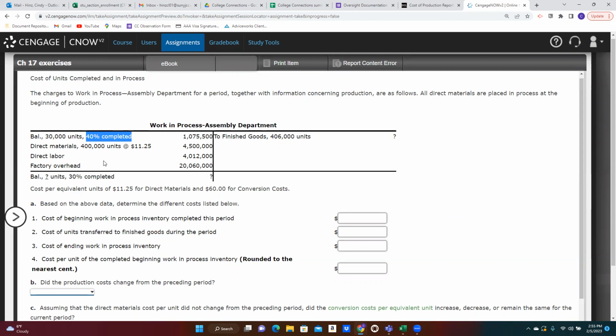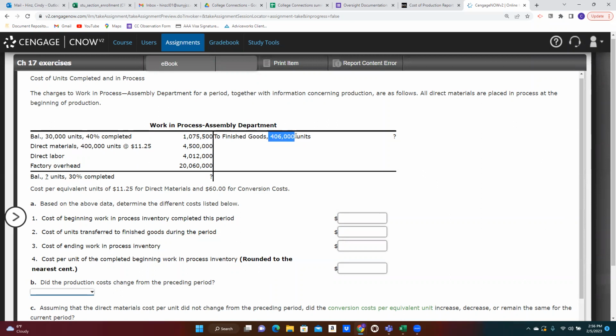So the first thing we do is finish up those beginning inventory units, adding the other 60% of the direct labor and overhead needed to complete those units. Then we start additional units. We can tell from this line that we started 400,000 additional units. We added the direct materials for all of those units. And then we did some work on those units.